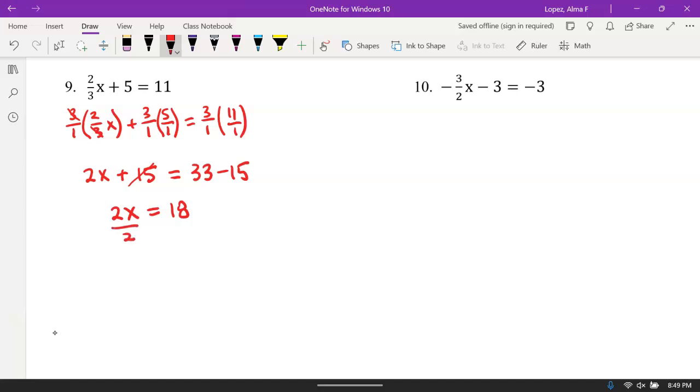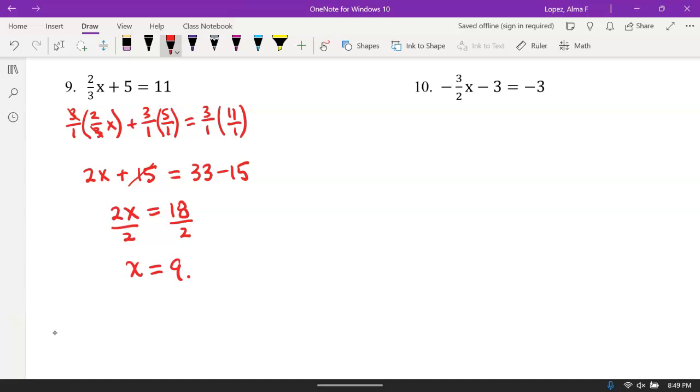I'm going to divide off the 2 because if you have a number like 2 multiplied onto your x, you unmultiply it, which is divide. But if you do it to one side, you do it to the other. We're going to end up with x is equal to 9. Now, these are checkable. You can check them just like you did the ones before.